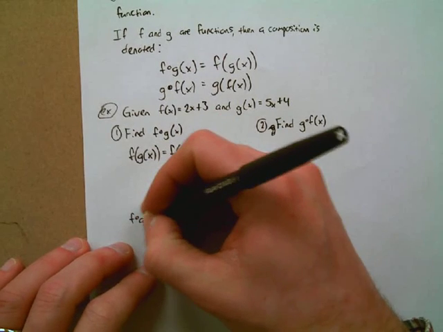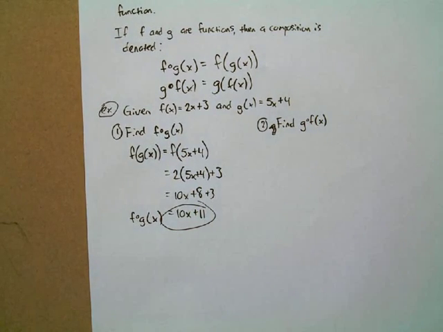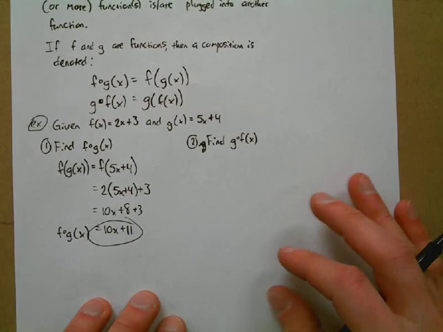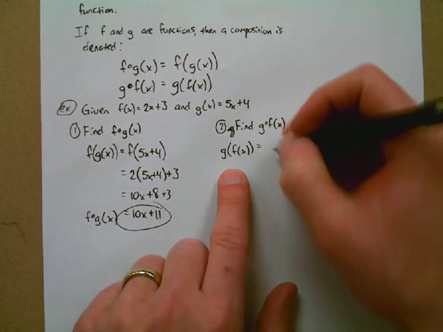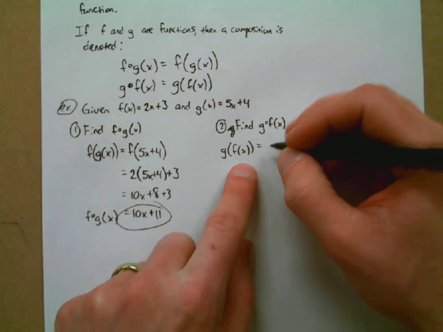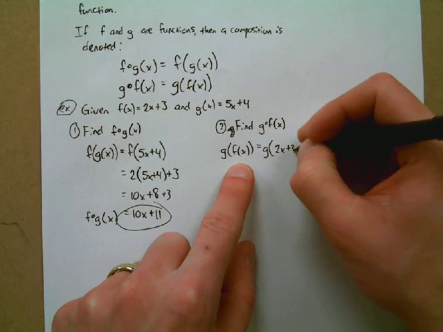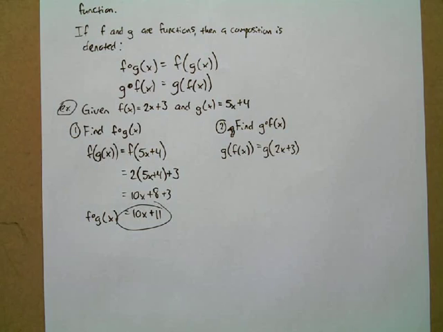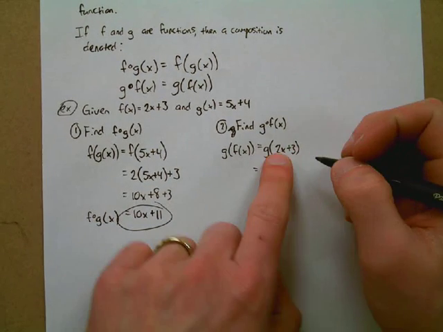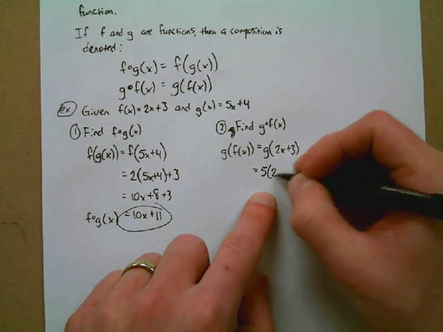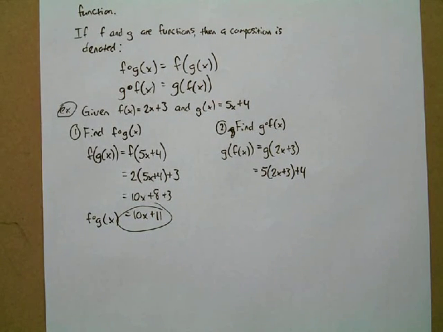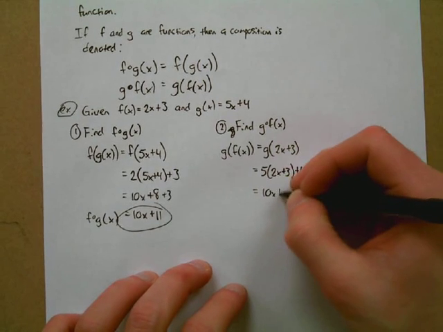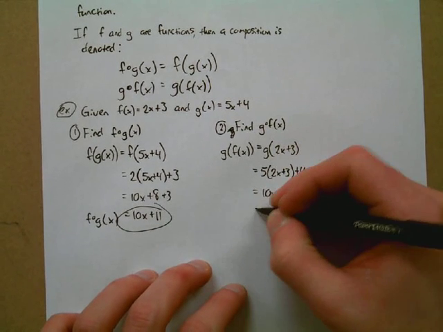Okay, so let's try the other one, g of f of x. Again, I'm going to rewrite it as g of f of x. In this case, we replace f of x first, so it's g of 2x plus 3. Then we plug that 2x plus 3 in for the x, so it'll be 5 times the quantity 2x plus 3, plus 4. And then we distribute: 10x plus 15 plus 4 equals 10x plus 19. So g of f of x is 10x plus 19.